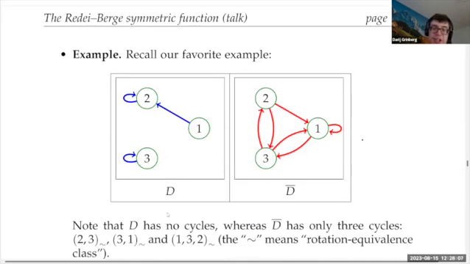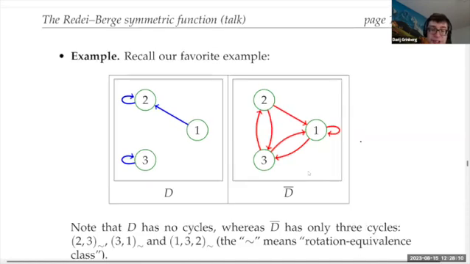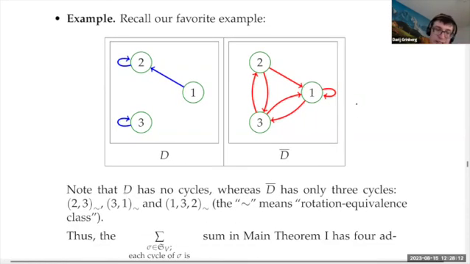Here is the example we started with, the digraph D and its complement. I claim here that D has no cycles, but actually this is wrong, because it has the trivial cycles 2 and 3. Sorry, I have to fix a lot of things. Anyway, D bar also has some non-trivial cycles, 2, 3, 1, and 1, 3, 2. I think it's easy to see that there are no others. And I put a tilde here to signify that I mean a cycle, not a path or a list.